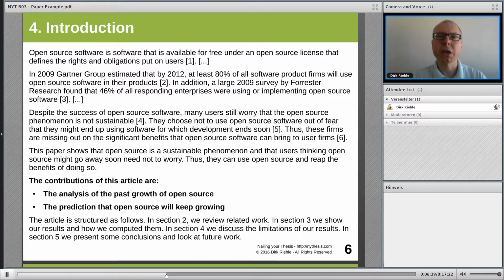And the critical aspect is that almost every paper now has some paragraph in the introduction where it says the contributions of this article are. And then follows a list of shortly formulated, as precise as possible contributions made by that research work. If you find yourself being vague on what your contributions are, you probably did not do your research properly.